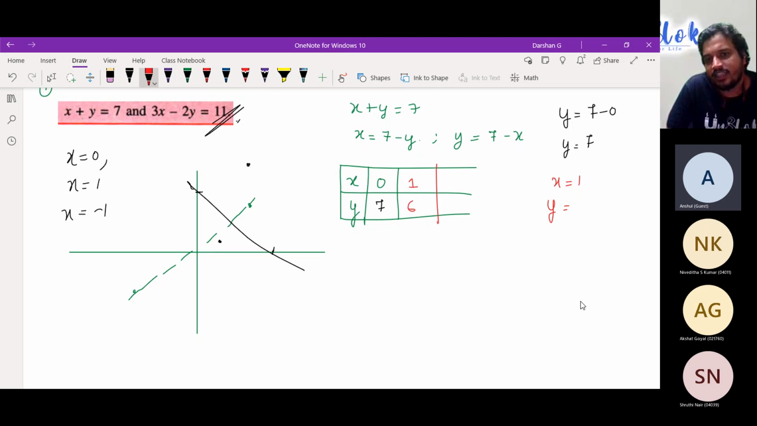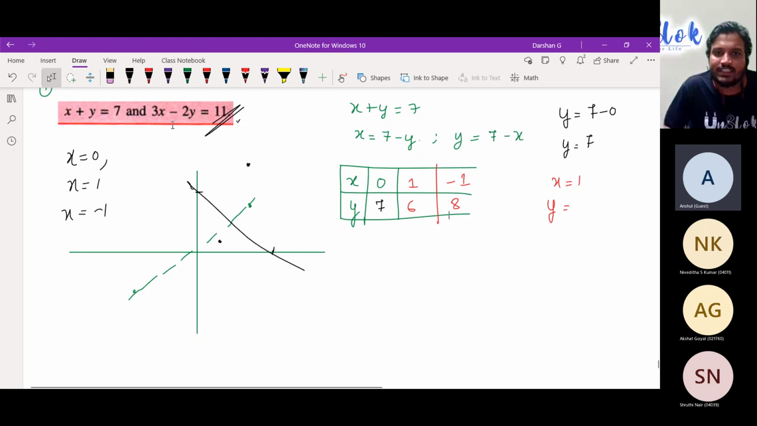Next point, what I'm taking is x equals minus 1. If I take minus 1, what is the answer? What I'm getting is 8. Right? Yes, I'm getting this one. So now I think these points are enough. I have 3 points, like I can find n number of points. These points are enough.